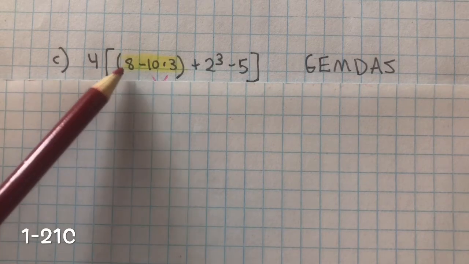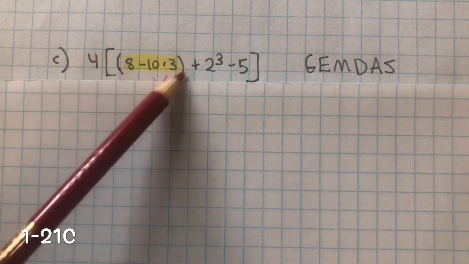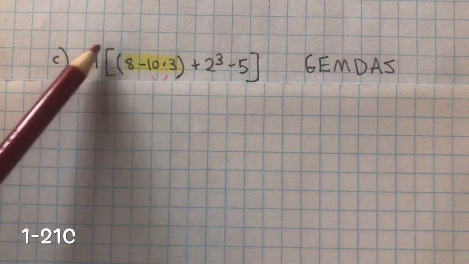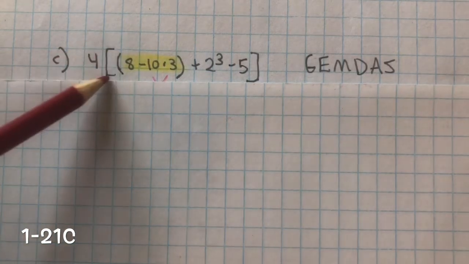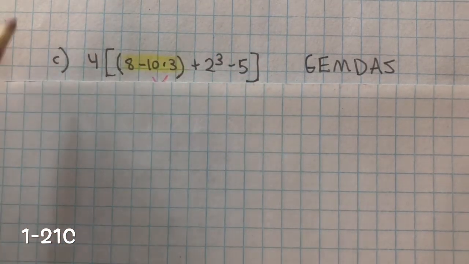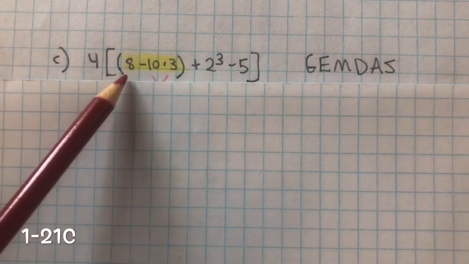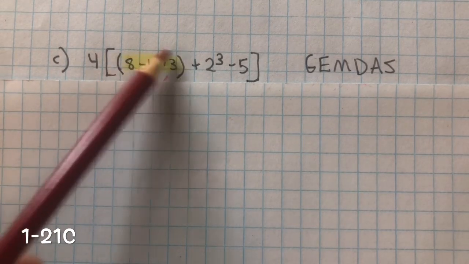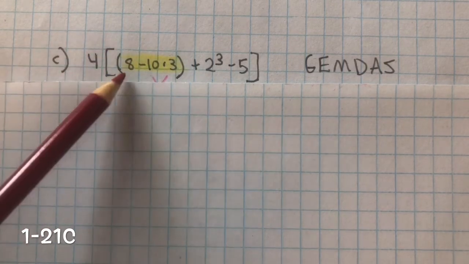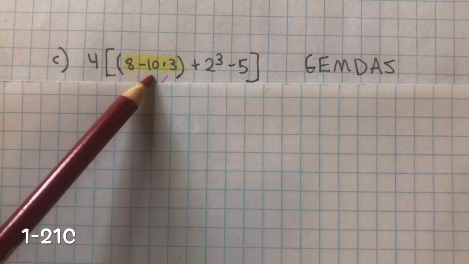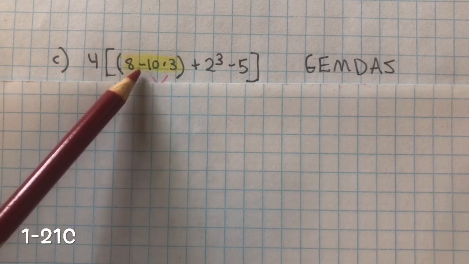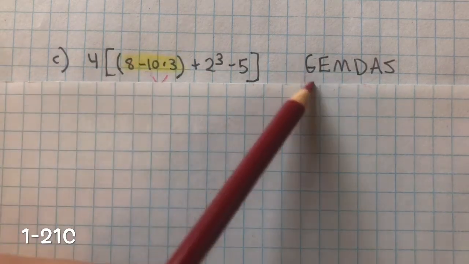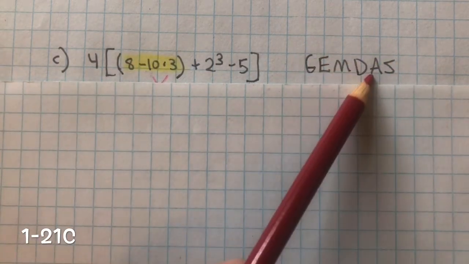And here we have multiple grouping symbols. We have parentheses. Inside, this is brackets. On yours, it has parentheses, but I just wanted to show you what another grouping symbol would look like. So you always start with the innermost grouping symbols. So here we have parentheses, and then inside these parentheses, we need to follow order of operations. So we can't subtract before we multiply. We need to follow GEMDAS, order of operations.